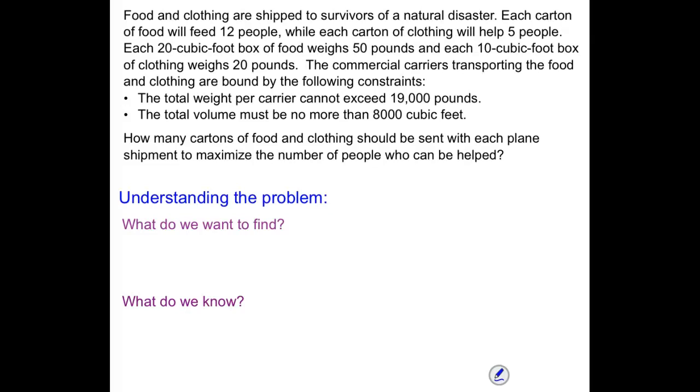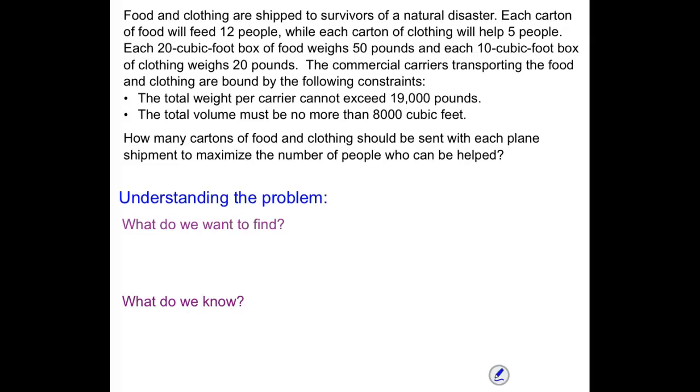All right, the problem before us today says we have food and clothing that are shipped to survivors of a natural disaster. Each carton of food will feed 12 people, while each carton of clothing will help 5 people. Each of the 20 cubic foot boxes of food weighs 50 pounds, and each 10 cubic foot box of clothing weighs 20 pounds. The commercial carriers transporting the food and clothing are bound by the following constraints. The total weight per carrier cannot exceed 19,000 pounds.